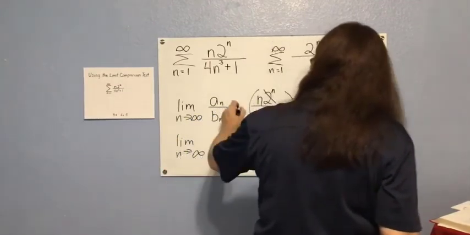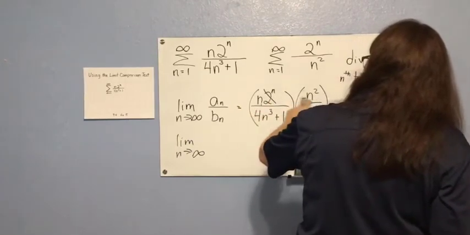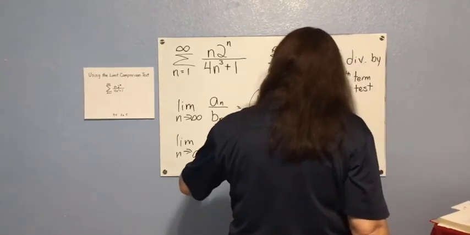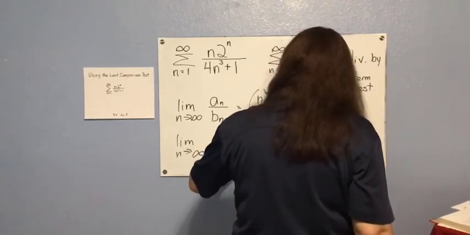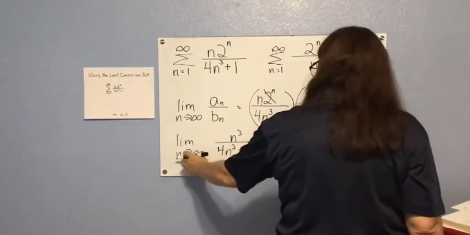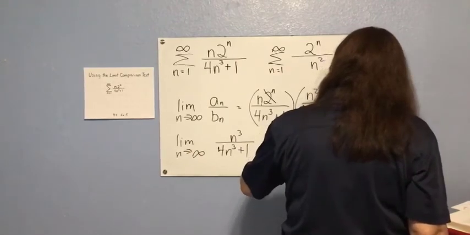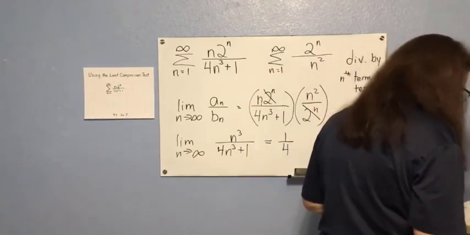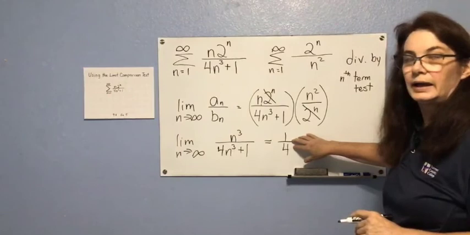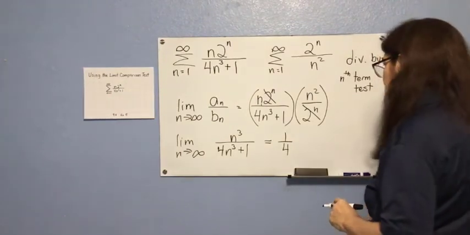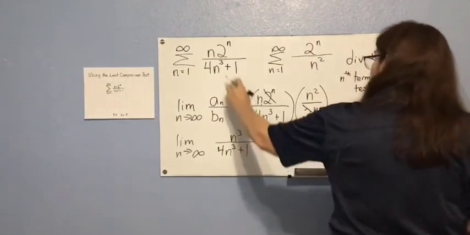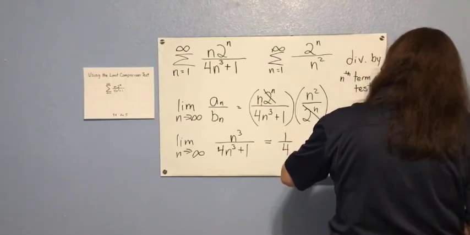So now my limit looks like n times n squared would be n cubed over 4n cubed plus 1. And the limit as n goes to infinity would be 1/4. And again, this limit is finite, and it's also positive. So since this is divergent, we know that this is also divergent.